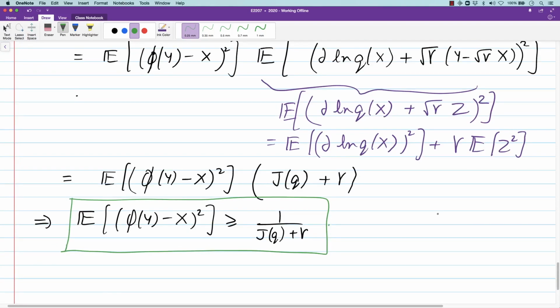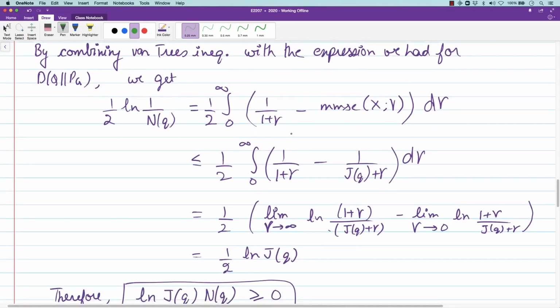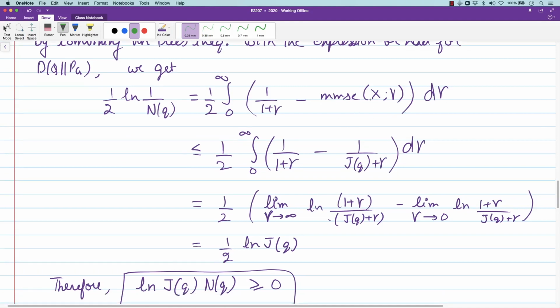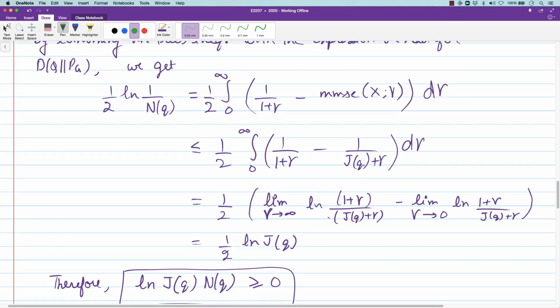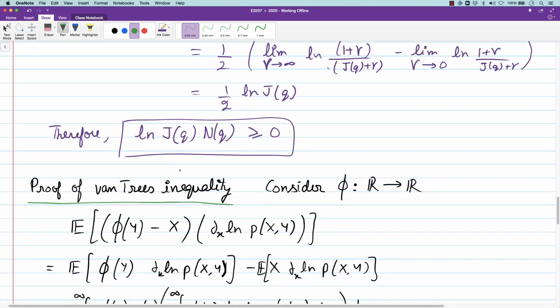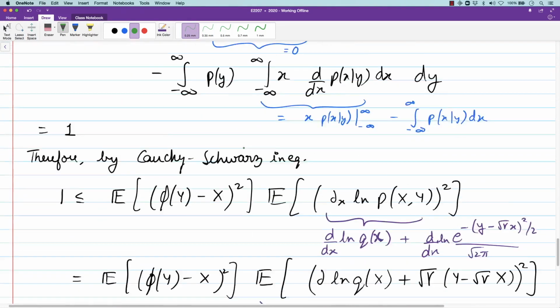So this completes the proof of the last component that we used in the proof. So just a quick summary. We started by observing that the divergence between Q and P_G, the gap to Gaussianity, is half log N(Q) times J(Q), half log 1 by N(Q). And then we used this nice formula for the gap to Gaussianity. This formula involves a minimum mean square error term, which we bound using Van Trees's inequality. Then we evaluate the formula to get half log Fisher information. And when we combine terms, we obtain Stam's inequality, namely J(Q) times N(Q) is greater than or equal to 1. And in the middle, we used Van Trees's inequality, which we proved.